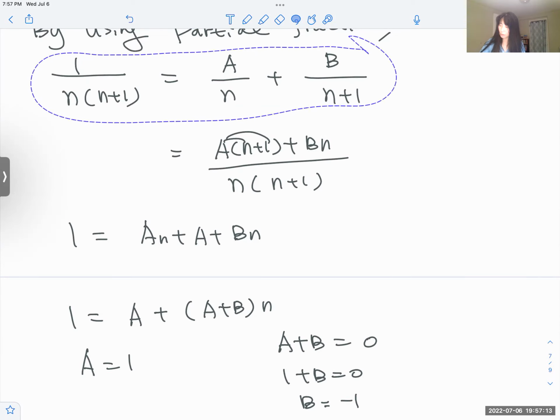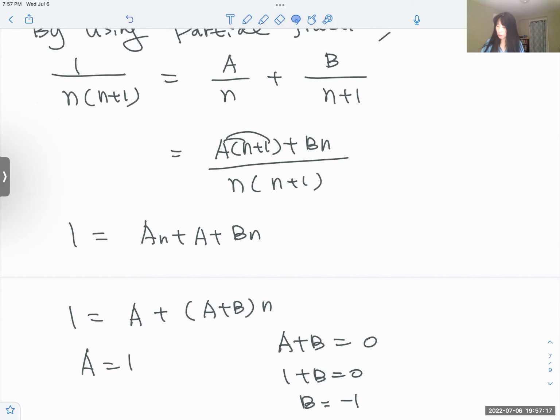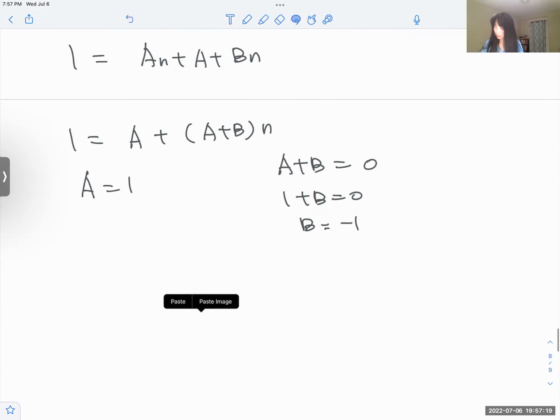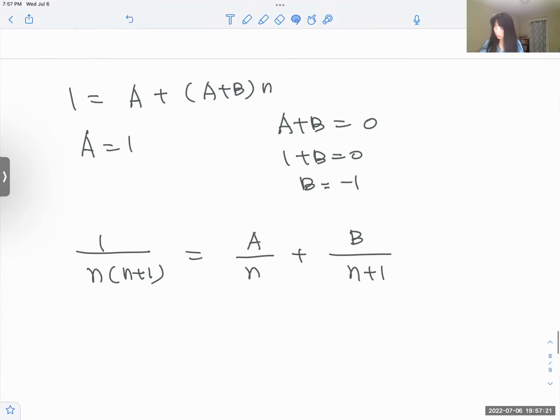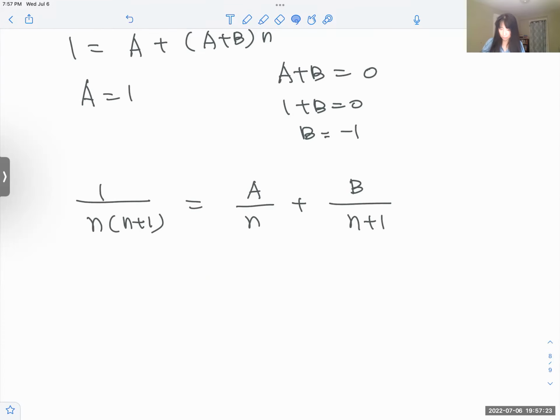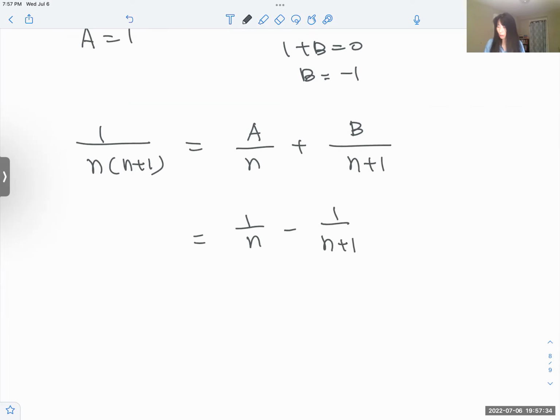So then look, we have 1 over n minus 1 over n plus 1. Okay, look, then this will be the sum from n equals 1 to infinity of 1 over n minus 1 over n plus 1.